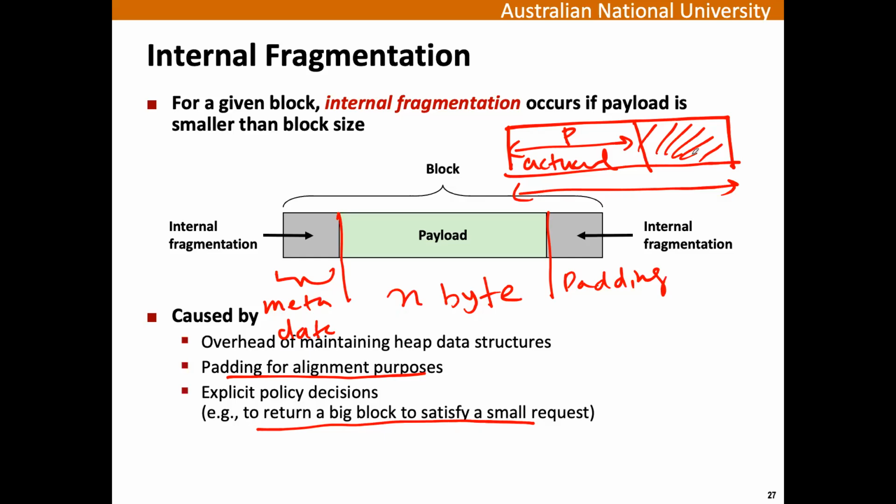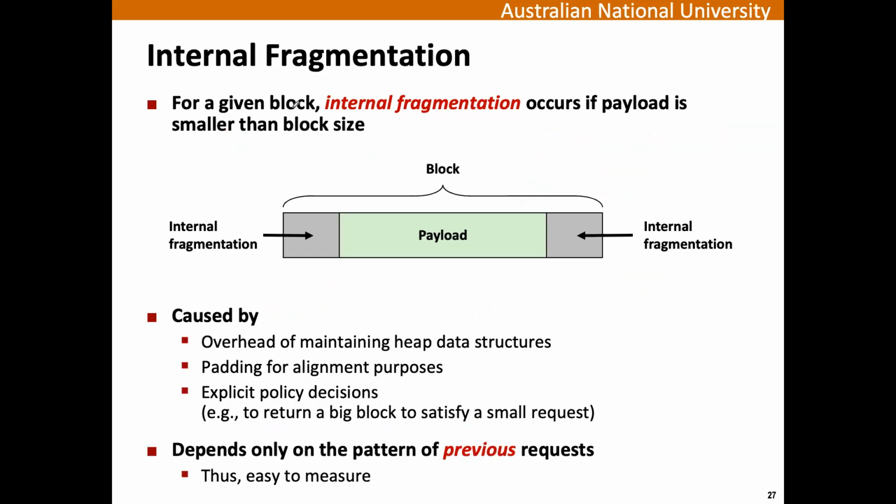whatever the user asks. So internal fragmentation is when the block is bigger than the payload, when the block is bigger than the actual data the user wants to put in it, or when the block is bigger than the request size. So the program requests an allocation of a request size. Let's say that the programmer requests: hey, give me a 4-byte block, and for some reason you return a 16-byte block. So this is internal fragmentation. This only depends on the pattern of previous requests. So every time there's a request, you have a fragmented block. This doesn't depend on future requests.